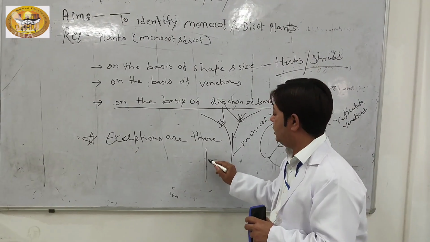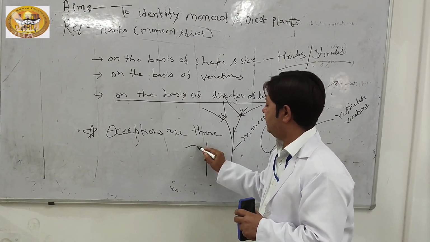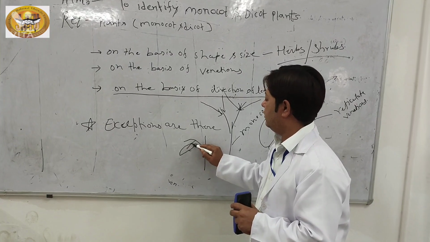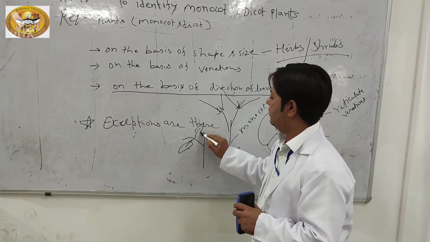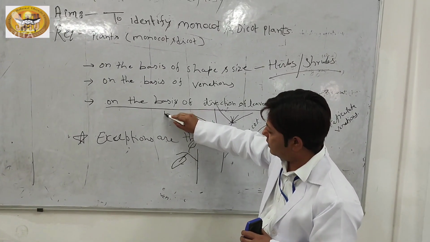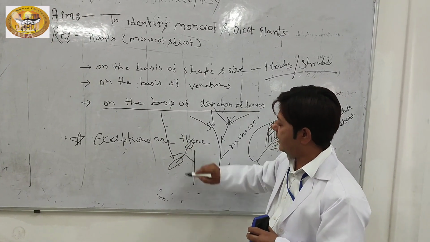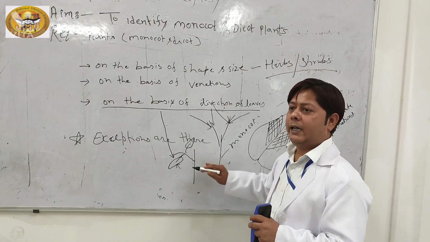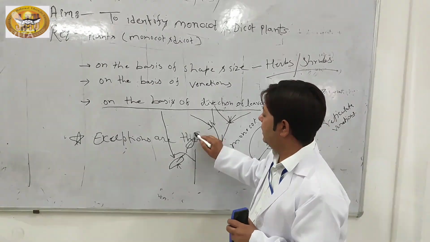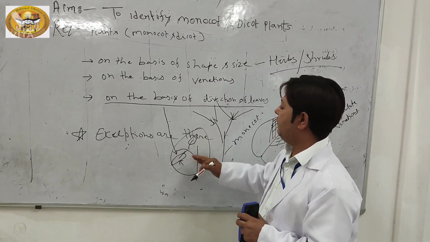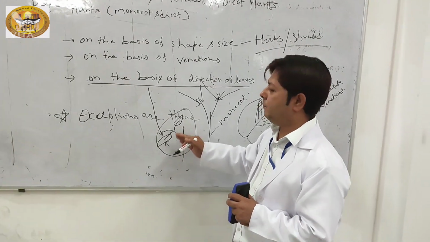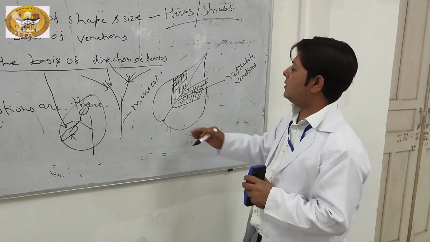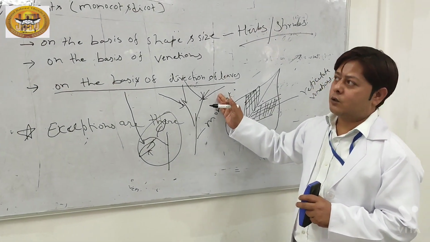If the leaf position is like this, that means the sunlight is only falling from one side, and the other side is dark, then it will come under dicot plants. So mostly all the dicot plants have this kind of leaf position, and monocot plants have this kind of leaf position. So that's all.